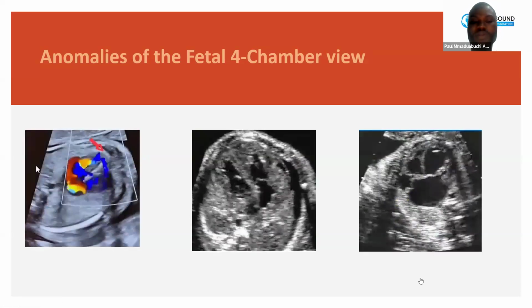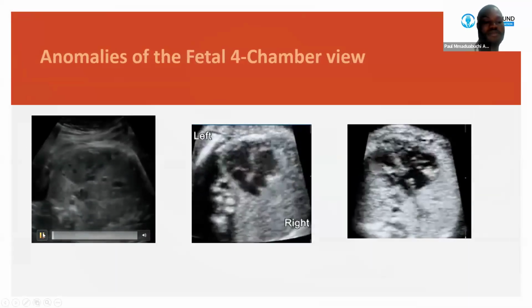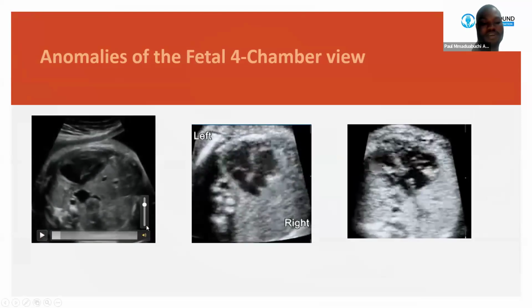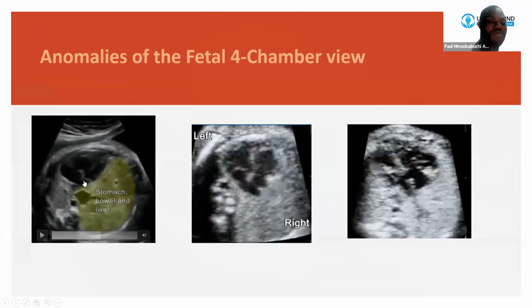So here you have the heart being pushed to the right as a result of diaphragmatic hernia, where the stomach and the bowels move to the thoracic region, pushing the heart to the right side, whereas you still have the apex at the left. So this is one of the things you could diagnose when visualizing your four chamber view.